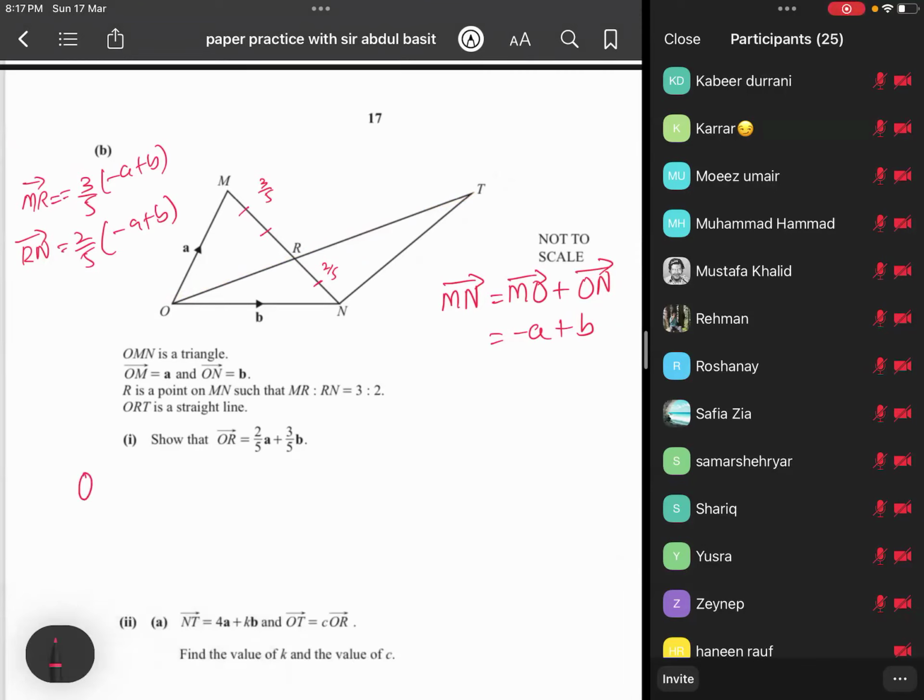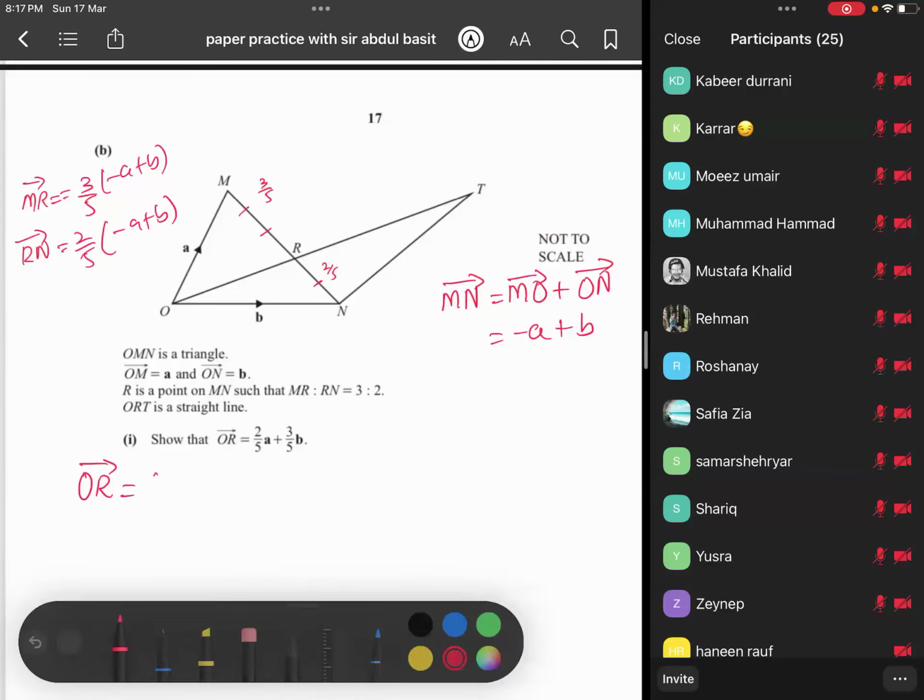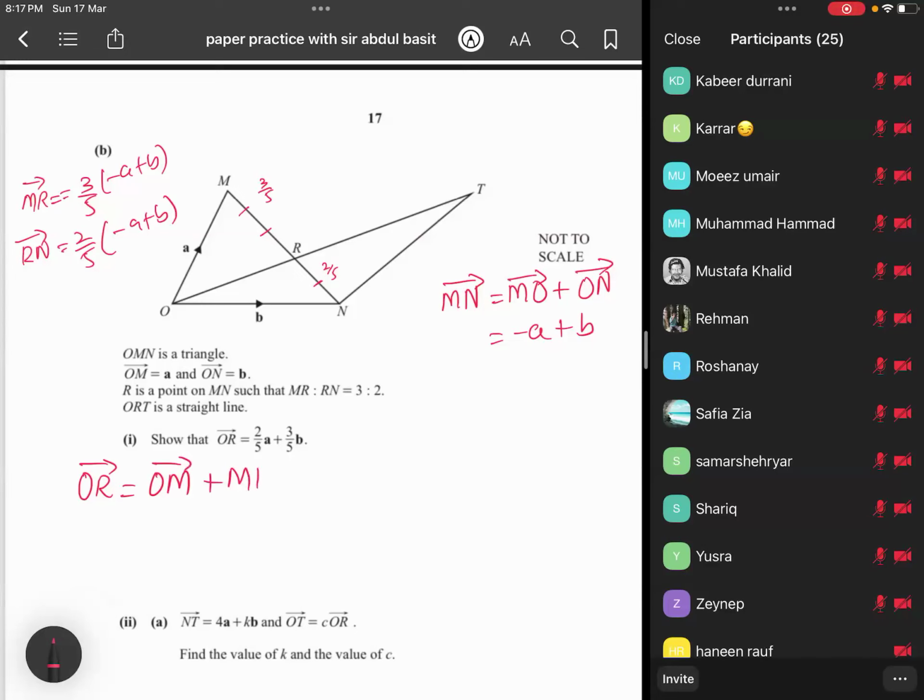Okay, let's find out what OR is equal to. ON plus NR, right? Yes or no? Yes, sir. We can take another way as well. OR is equal to what? OM plus MR. Okay, so OM is small a and MR is what? This is right here. Simplify this first. That would be minus 3 by 5a plus 3 by 5b. So let me erase the sign here. Minus 3 by 5a plus 3 by 5b.